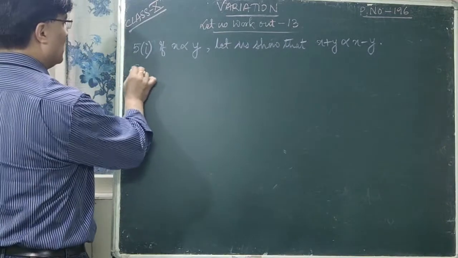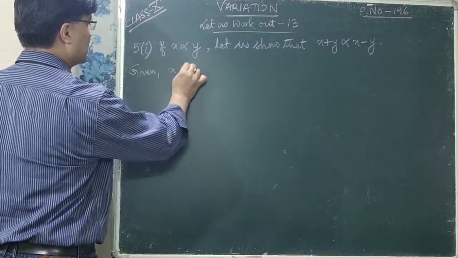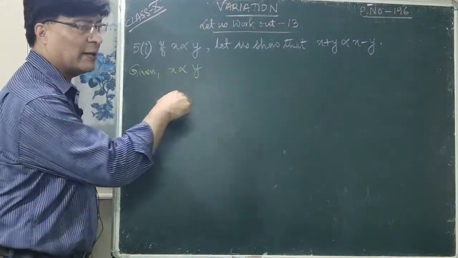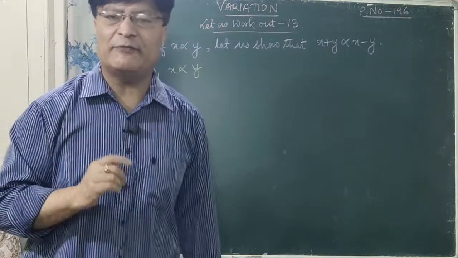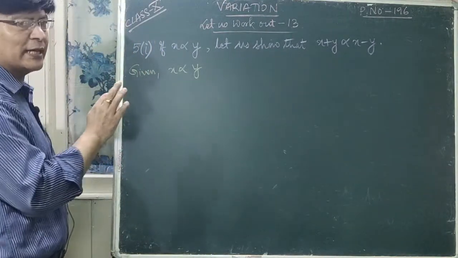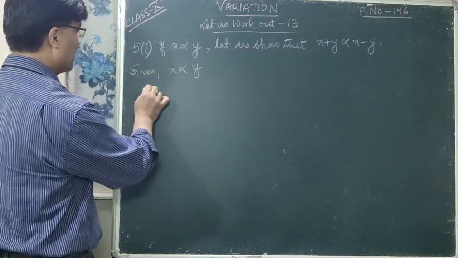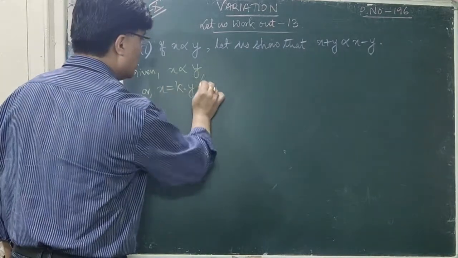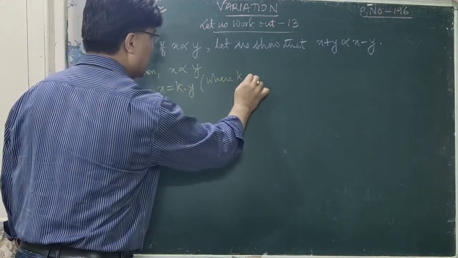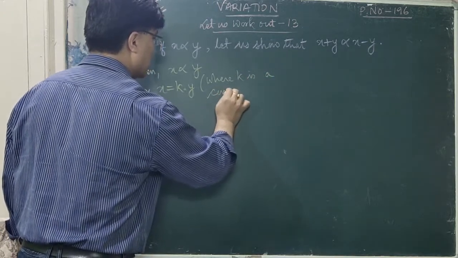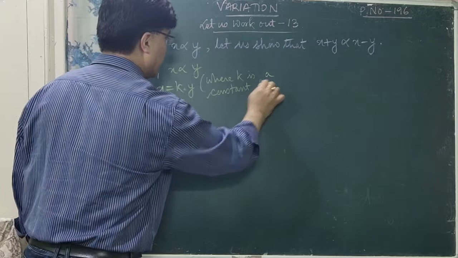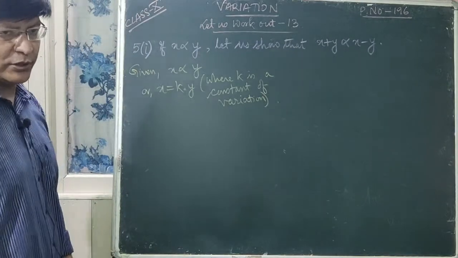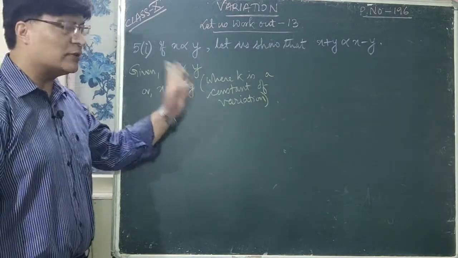So first of all, what is given out here? X is proportional to y. त जहिले पनि के गर्नु पर्छ, यो प्रोपोर्सनल साइनलाई हामीले इक्वालिटी मा चेन्ज गरेपछि मात्र हामी सिम्प्लिफाई गर्न सक्छौं. त यो प्रोपोर्सनल साइनलाई चाहिँ हामीले केमा लानु पर्यो, इज इक्वल टु मा लानु पर्यो. So x is equal to k into y, right? So within bracket you have to write where k is a constant of variation. Is that clear? That means x is equal to k into y.